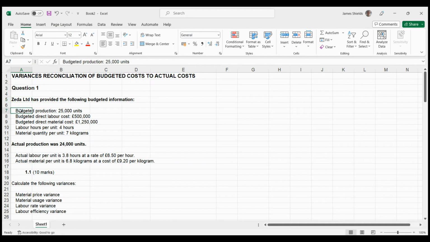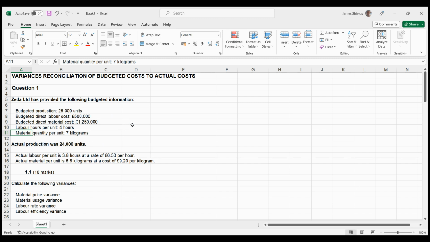So budgeted production is 25,000 units. So they're expecting to make 25,000 units. The budgeted direct labour cost, this is in total for those 25,000 units, is £500,000. The budgeted direct material costs, again for the 25,000 units, is £1,250,000. The labour hours per unit are 4 hours, and the material quantity per unit is 7 kilograms.